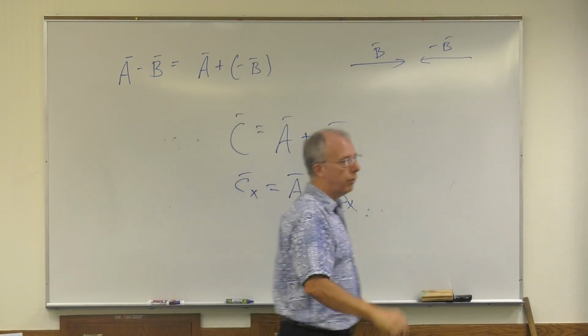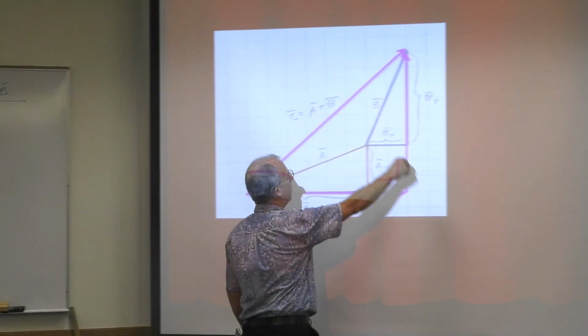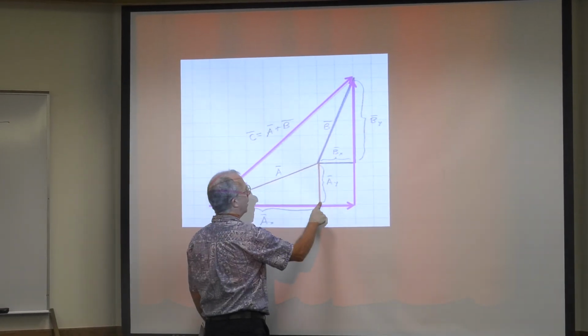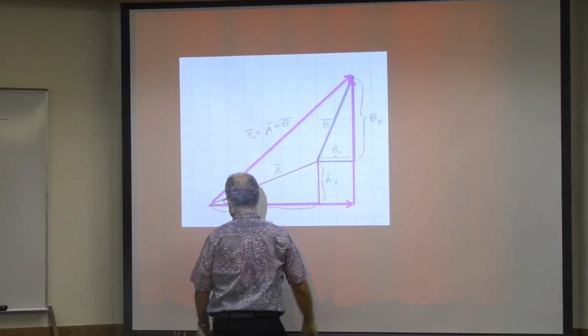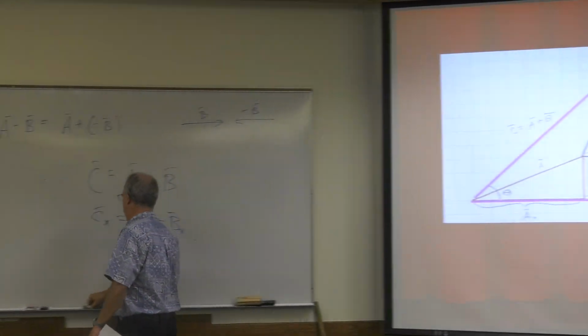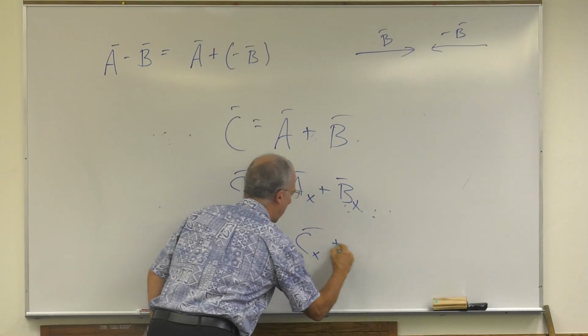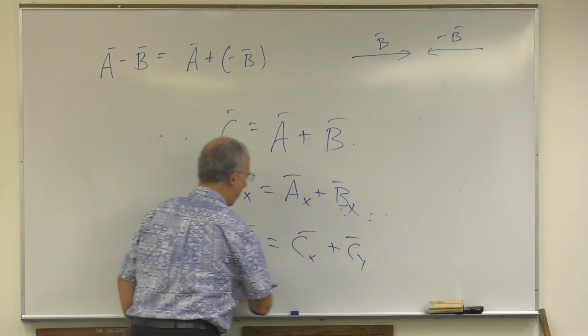All right, same question for the y. So here's Cy. What's that made from? Well, it's made from Ay plus By. So Cy equals Ay plus By. Okay?